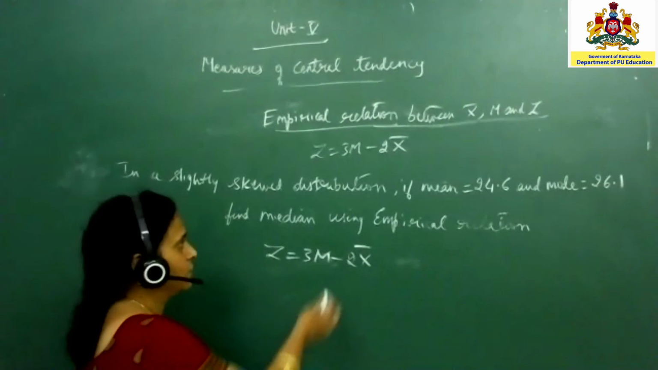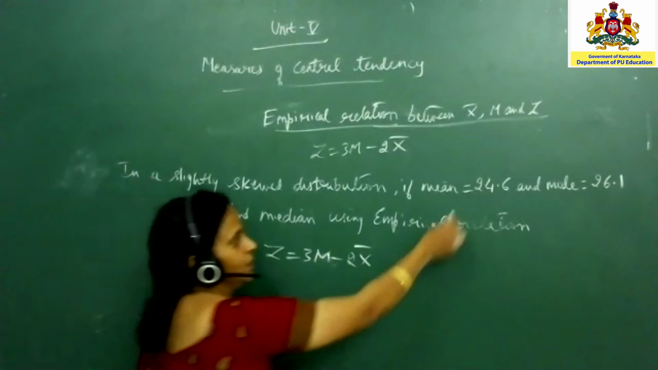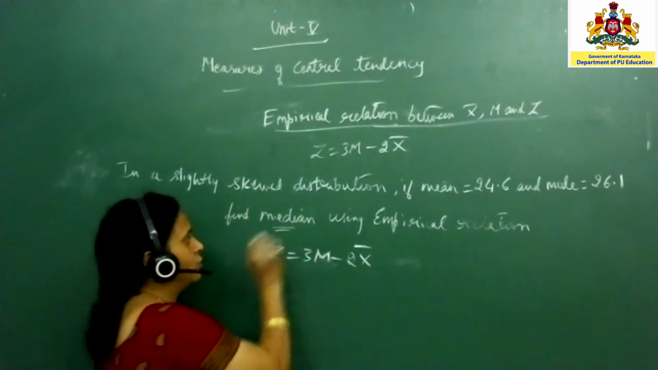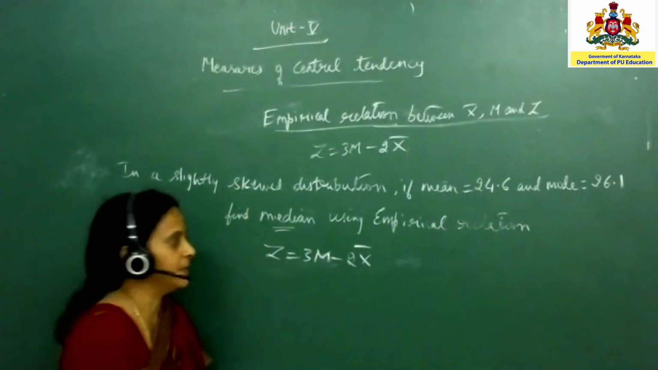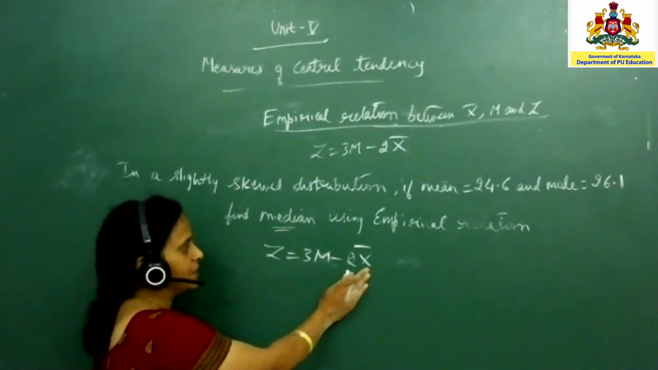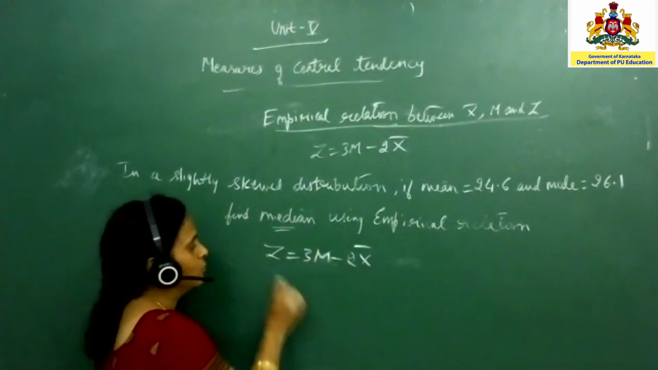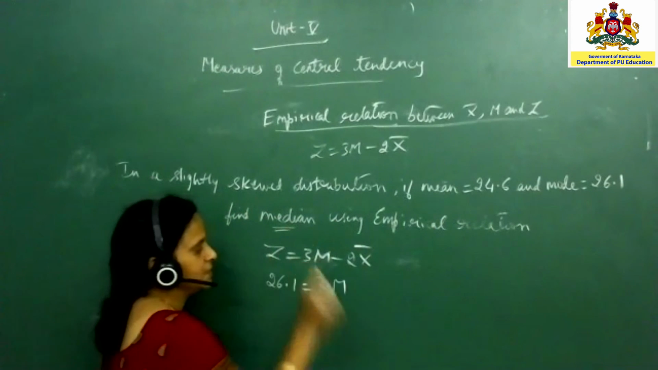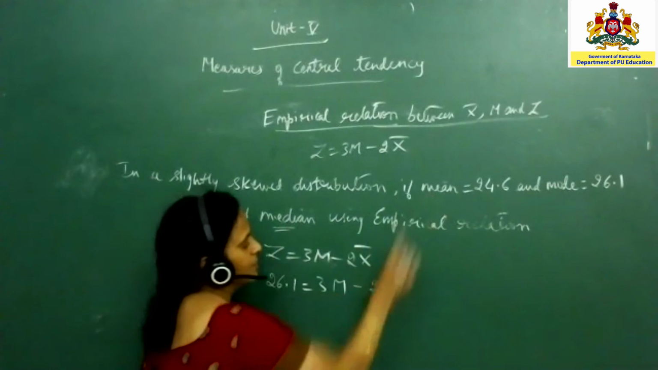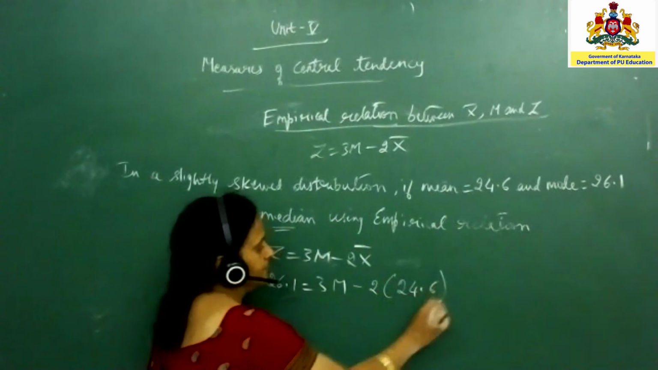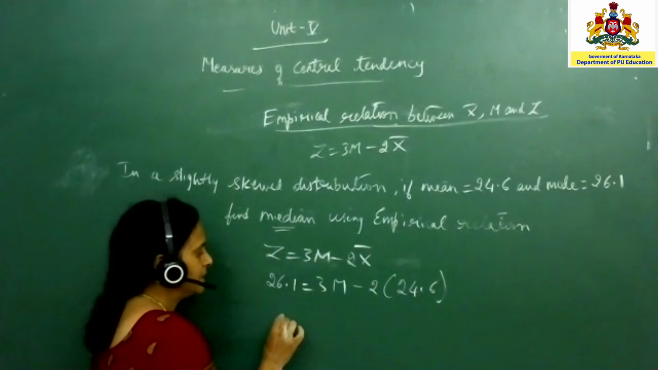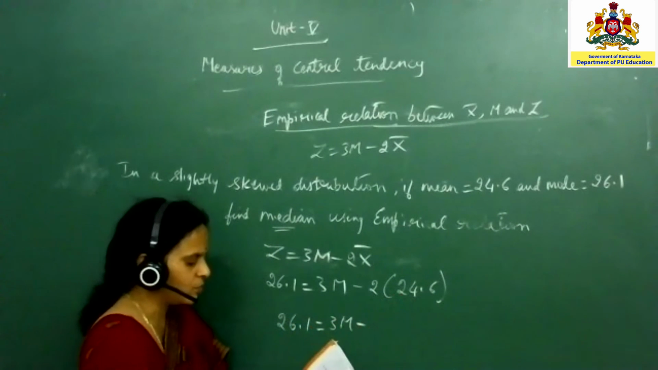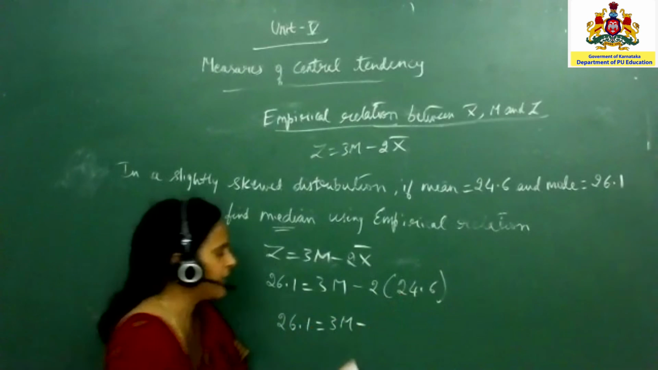One more problem similar to the previous one, but with a small change. Here the mean is given as 24.6 and the mode is given as 26.1. Our job is to find the median using the empirical relation. Again use the same relation and make the substitution. Mode 26.1 equals 3 times the median, which we have to find, so keep it as it is, minus 2 times the mean, 24.6. So the first step is substitution. Let's simplify: 26.1 equals 3M minus 2 into 24.6, and we are getting 49.2.